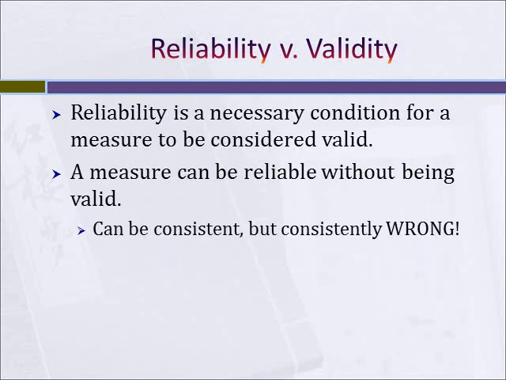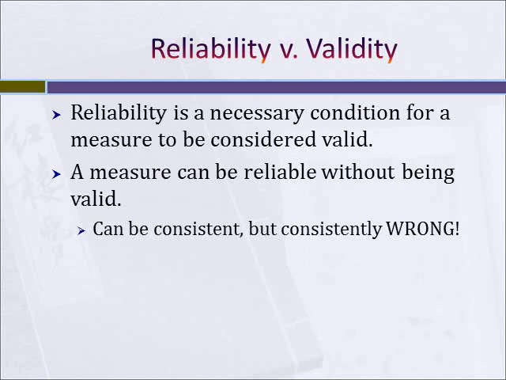Now, in understanding the relationship between reliability and validity, it's important to understand that reliability is a prerequisite for a measure being considered valid. That is, in order for something to be valid, it also has to be reliable. But a measure can be reliable without being valid. It can be consistent but consistently wrong.